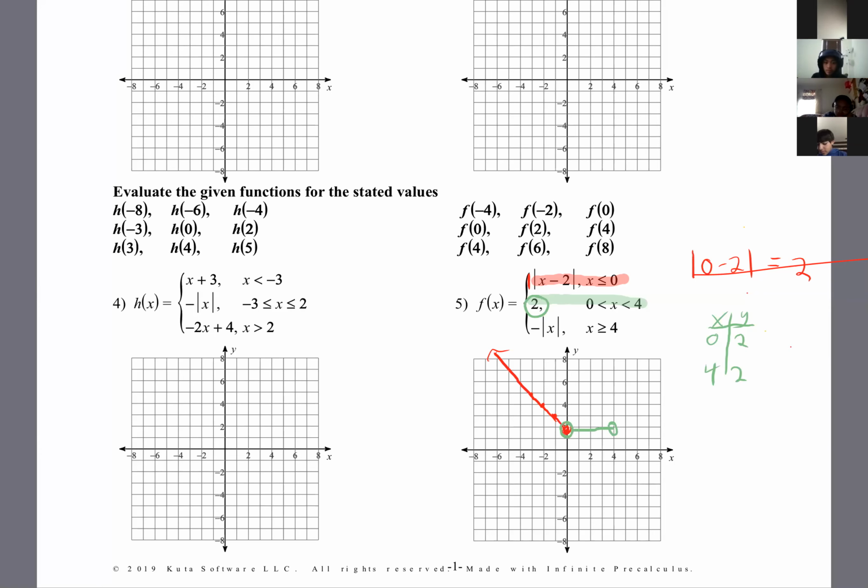Why wouldn't it be a complete point? Like, why is it a circle? Because it says it's not including 4 and it's not including 0. Okay. If you include the point, then you fill in the circle. That's what these things are for. I get it now. Okay.